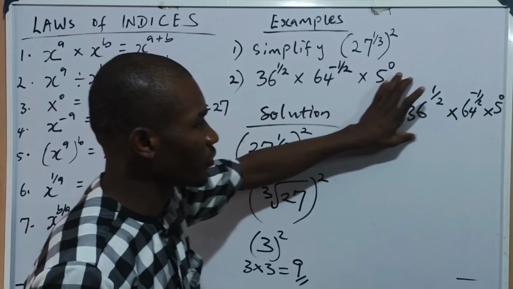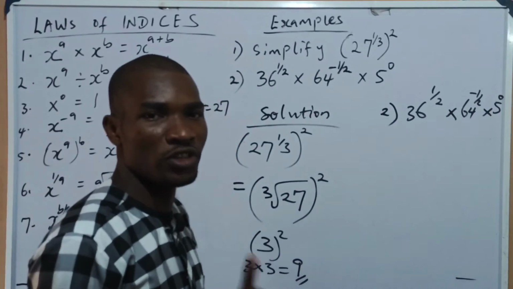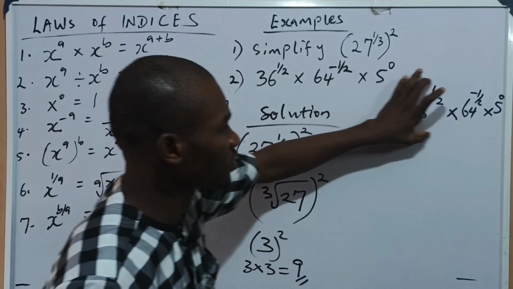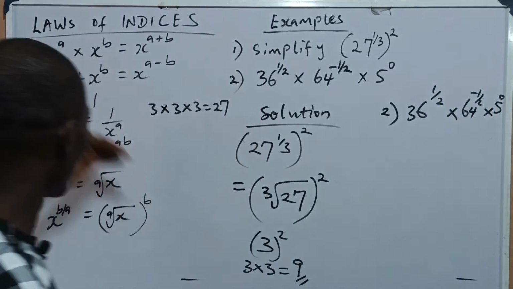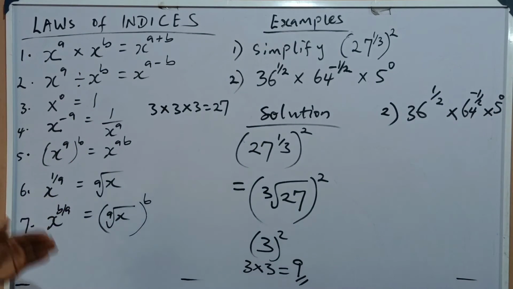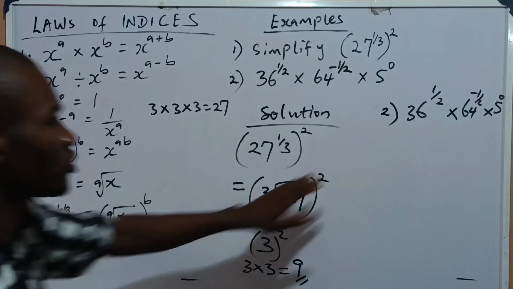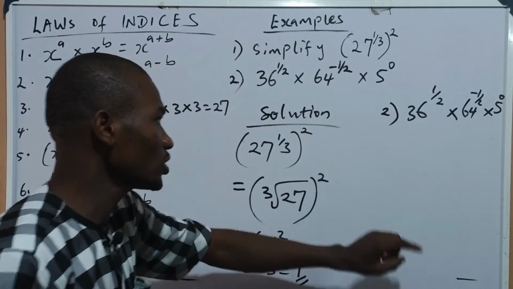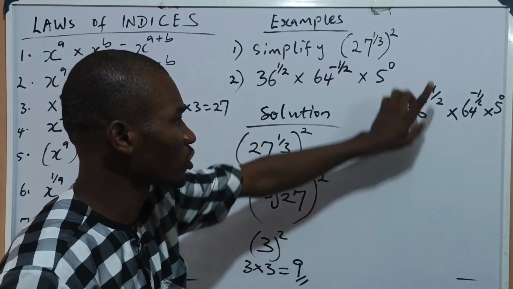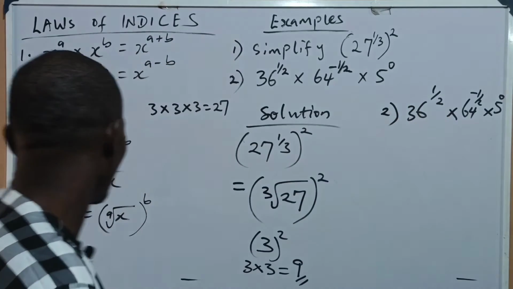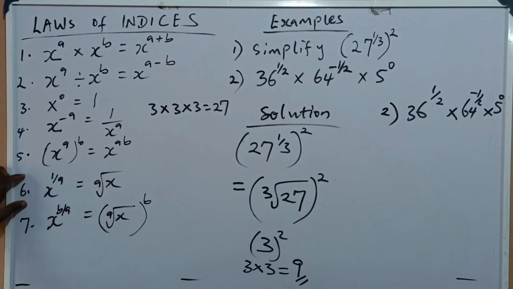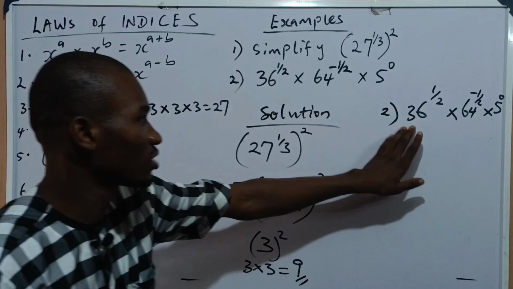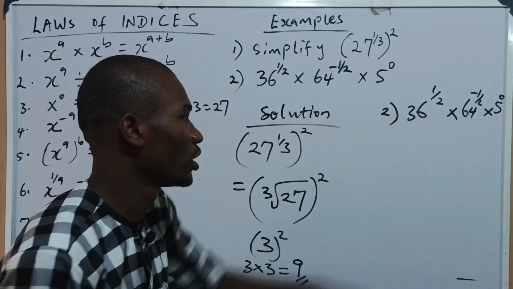Before we go into solving this given question, the first thing we are going to do is to trace this given question to the laws of indices, so as to know the laws we are going to apply in solving this given question. Let's start with 36 raised to the power of 1 over 2. Remember, law number 6 is applicable to 36 raised to the power of 1 over 2.